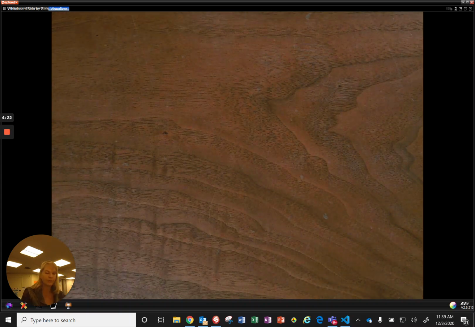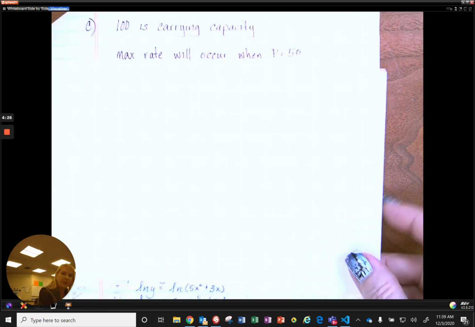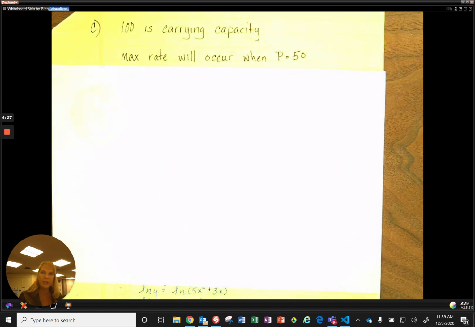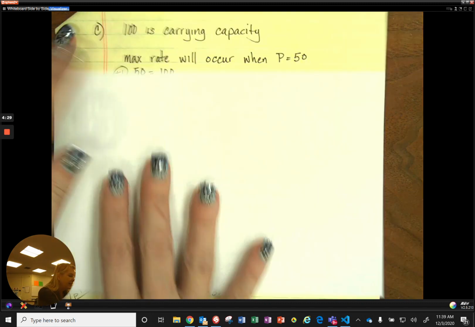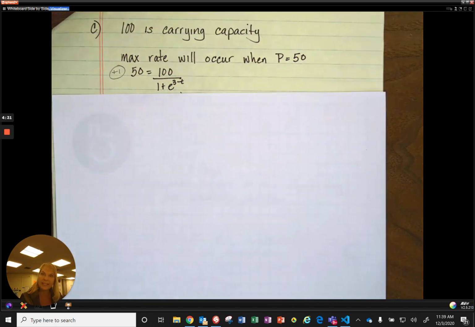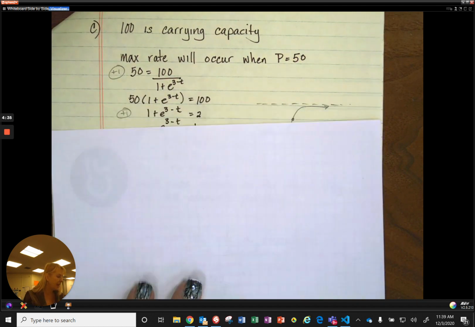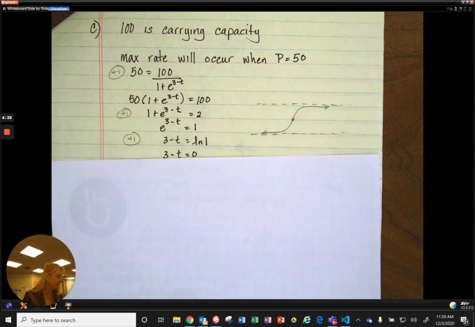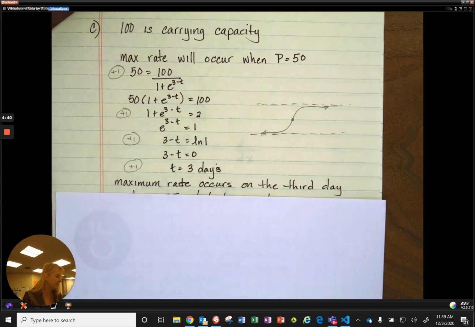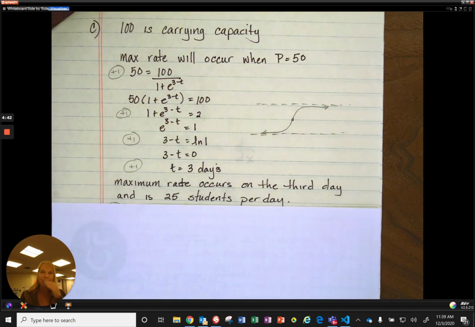So my maximum rate will occur when P is 50. Therefore, I can plug 50 into this, cross multiply, and solve. And I get that my maximum rate occurs on the 3rd day of the flu and is 25 students per day. Okay.